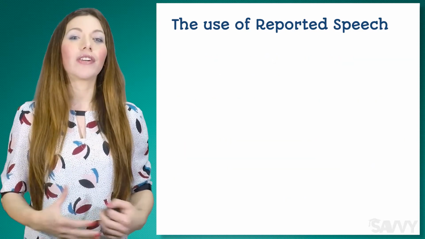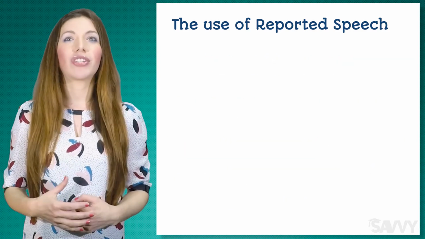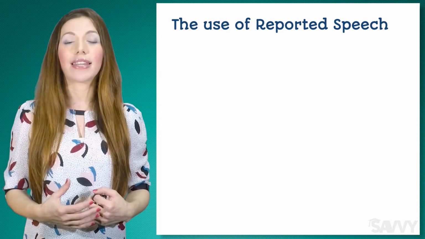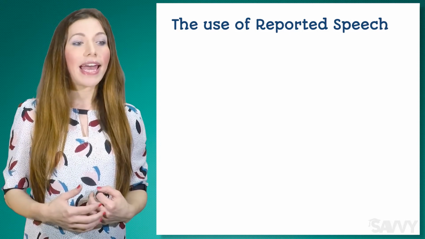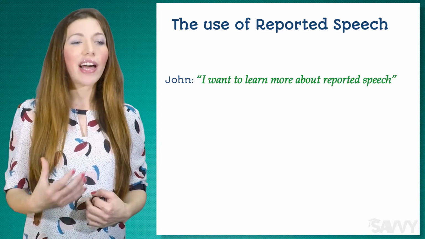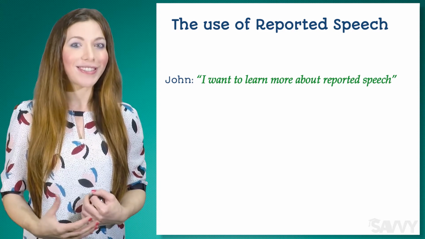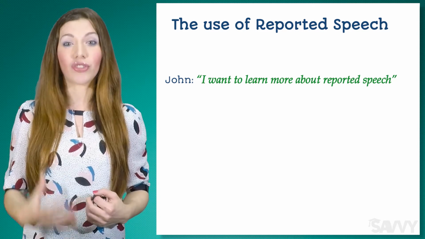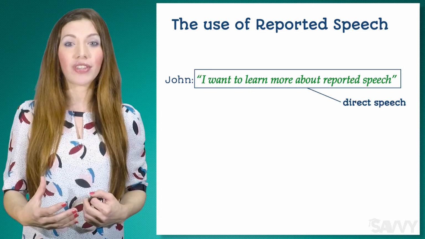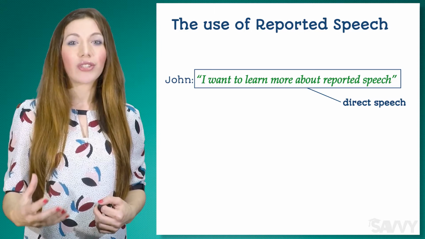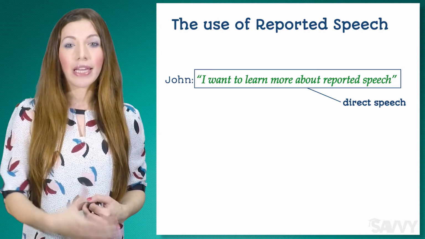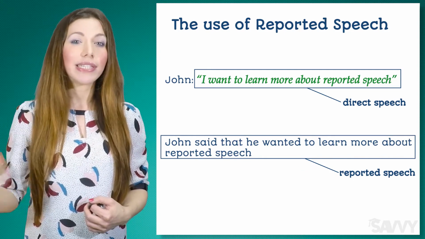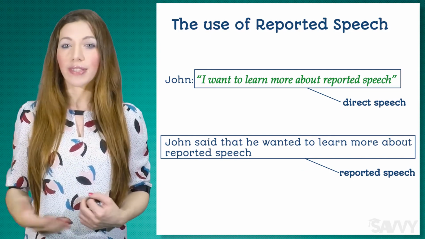Let's have a look at another example. Let's imagine that John and Gilbert were talking together during lunch. And John says, I want to learn more about reported speech. These are the exact words that John used. That's the direct speech. How are we going to change that to reported speech? In reported speech, we would say, John said that he wanted to learn more about reported speech.